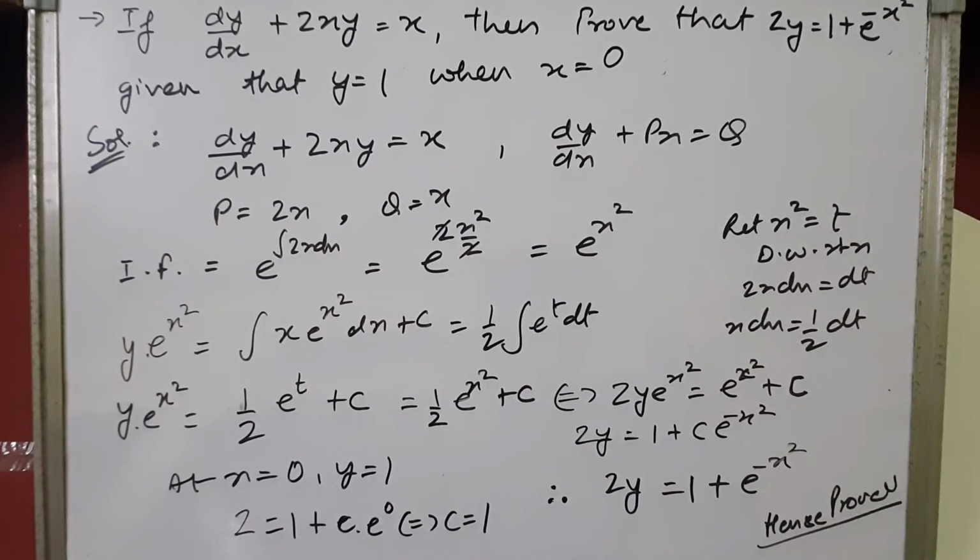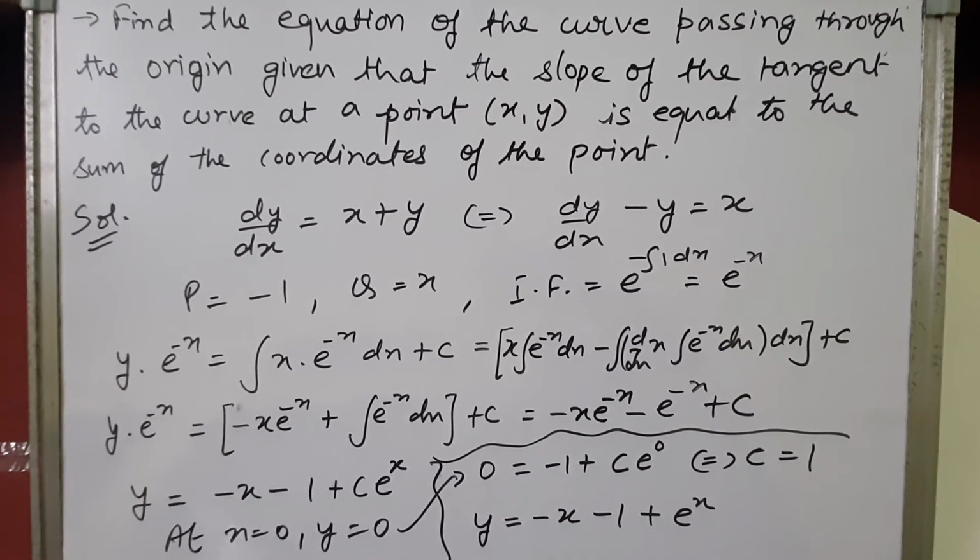Alright. When we substitute the value of c as 1 in the solution, we'll get the condition that we have to prove. The solution 2y equals 1 plus e to the power minus x square. Alright. Hence we have proved that this is the solution of the given differential equation. Please note down.